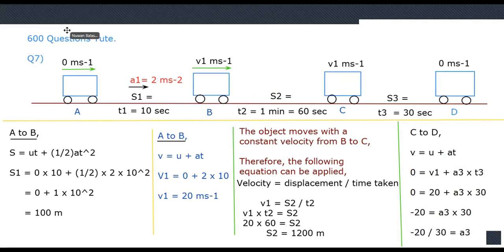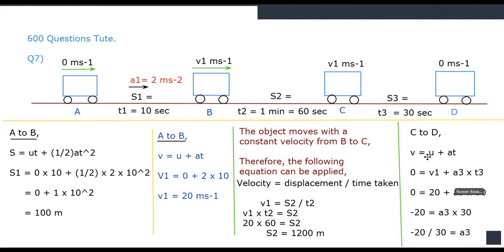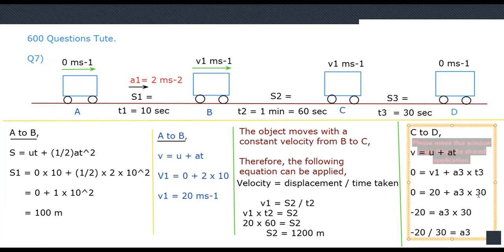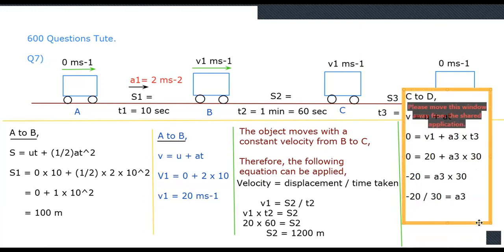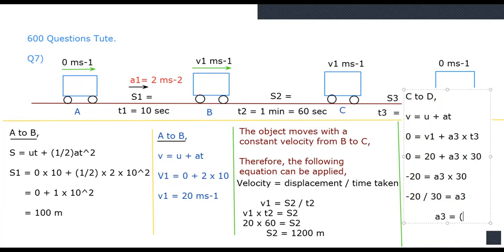Can you see the board clearly? This multiplication 30 goes to the other side as division 30. So A3 equals minus 20 divided by 30. So 0, 0 cancelled out. Then what will be the acceleration here? Actually, you will get the acceleration with the minus sign. It will be minus, zeros cancelled out, minus 2 over 3.